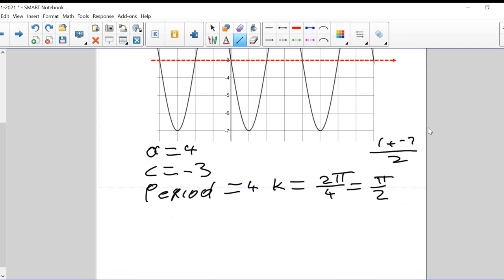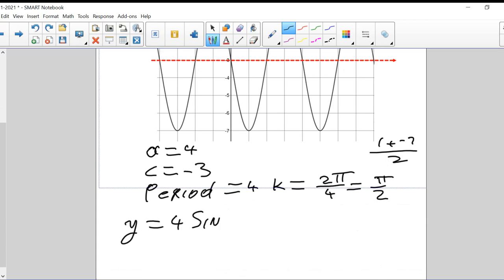So we're going to say that y equals, we come back over here. So far we have the a of 4. It's been sine so far all the way. Sine of, the k was pi over 2, x something, and then we're going to say -3 on the end. So we have x plus or minus some number. That's where the phase shift comes in, Rachel. And not just Rachel, everybody else.